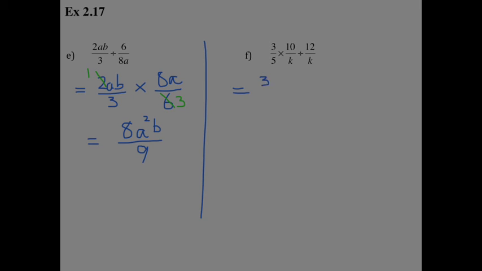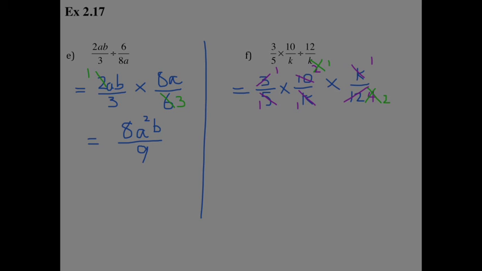Part F, we have a 3 over 5 times a 10 over k, that's fine. But I'm going to change the divided by sign to a times, which means the 12 over k gets flipped to a k over 12. Then I'm looking for things that might cancel. The k's go into each other once. 5 goes into itself once, 5 goes into 10 twice. 3 goes into itself once, 3 goes into 12 4 times. Oh, I can actually see that there's a 2 there. 2 goes into itself once, 2 goes into 4 twice.